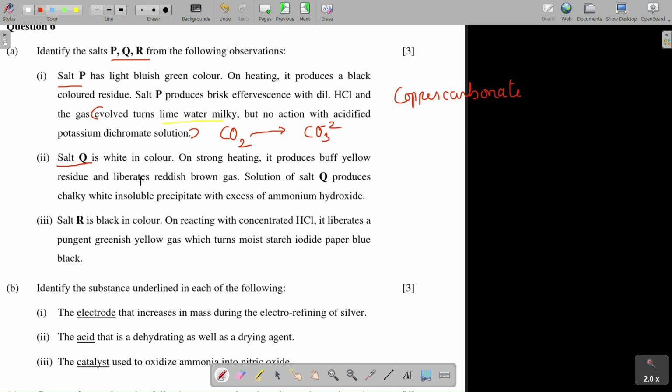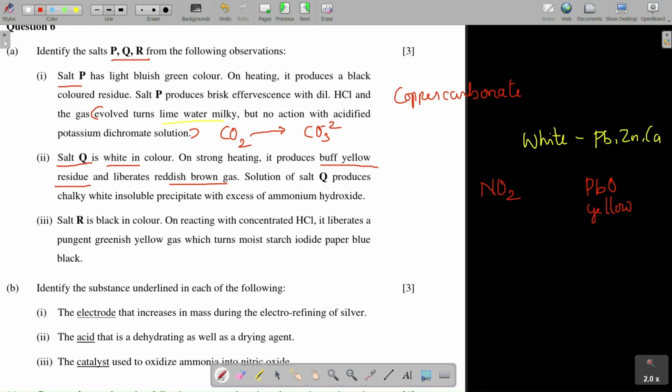Okay. Salt Q, white in color. Remember, white in color is usually lead or zinc, sometimes calcium compounds, but we'll narrow it down. On strong heating, it produces a buff yellow residue and liberates a reddish brown gas. Very nice. You know which is that reddish brown gas? Nitrogen dioxide. Buff yellow residue: it should be lead oxide, because zinc oxide is yellow when hot, but after cooling it becomes white. But lead oxide remains yellow only.